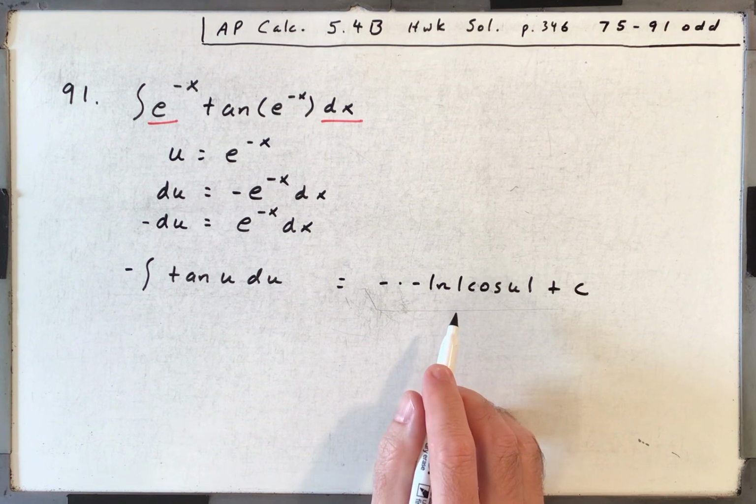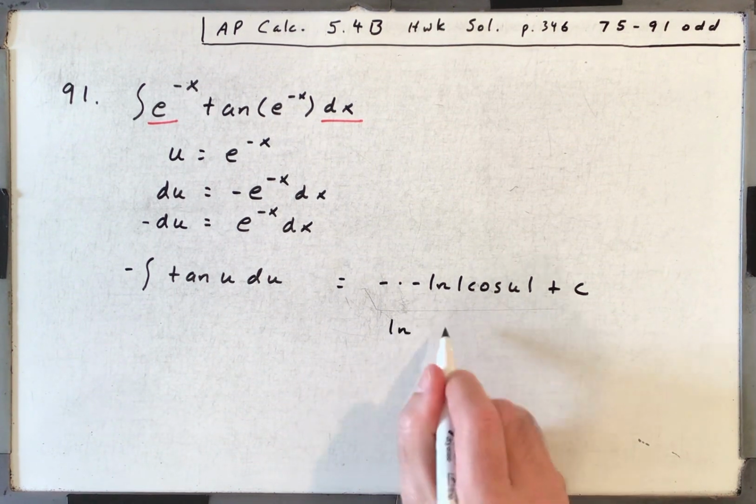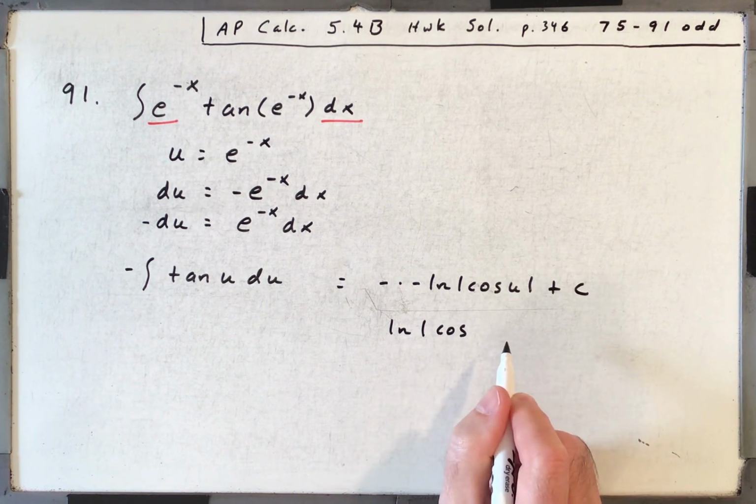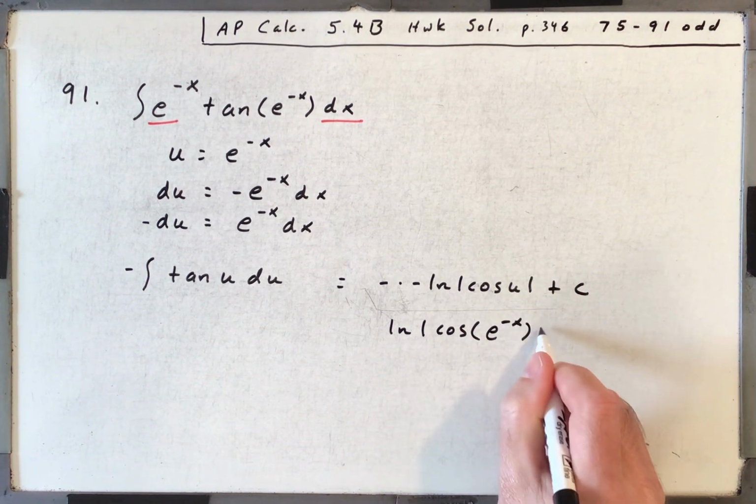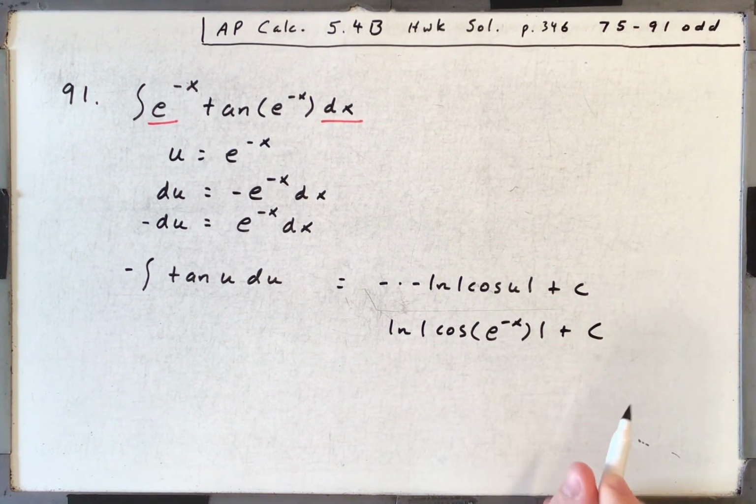Well, minus minus would make a plus, so that's the natural log of the absolute value of cosine e to the minus x plus c.